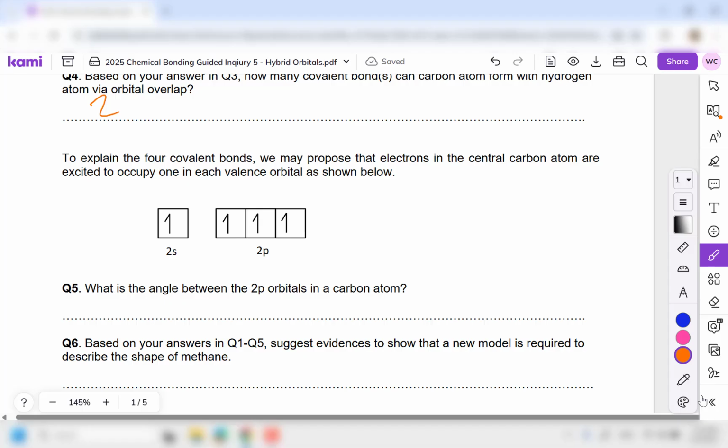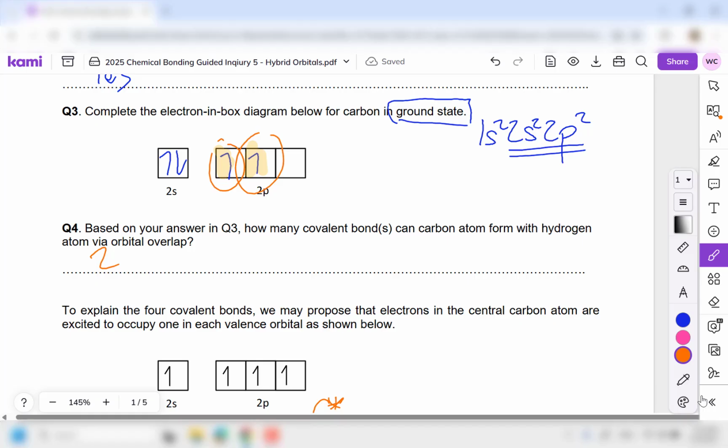To explain the 4 covalent bonds, we may propose that the electrons are excited. What is going to happen is that the 2s electrons undergo excitation during chemical reaction. Of course, this is just a postulate. It may not be the truth.